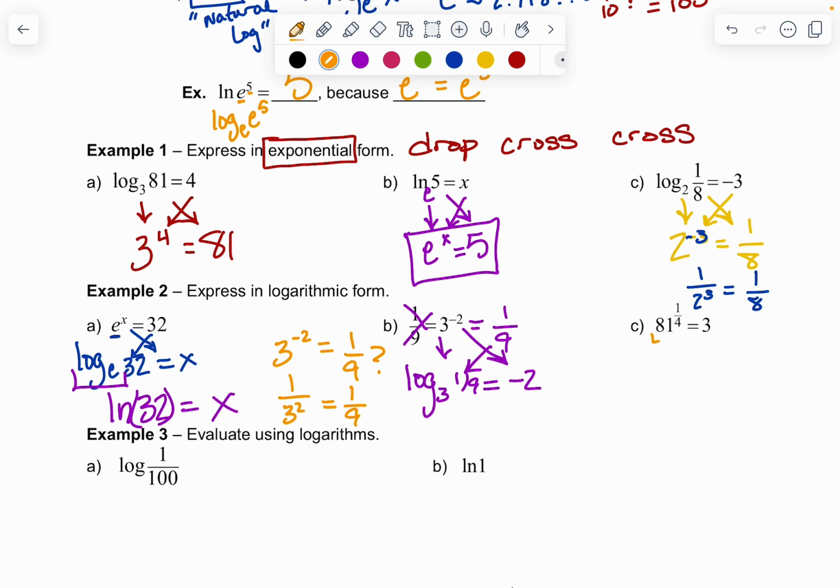Lastly, find the exponential side, drop the base, cross and cross. Log base 81 of 3 equals 1/4.